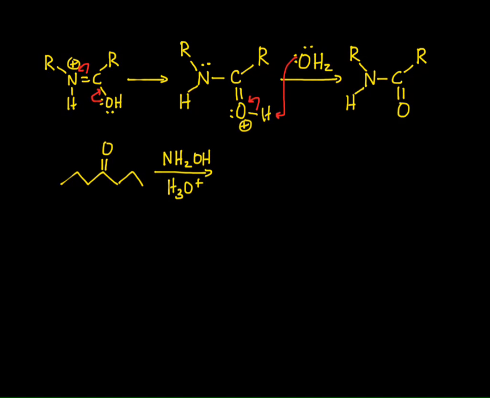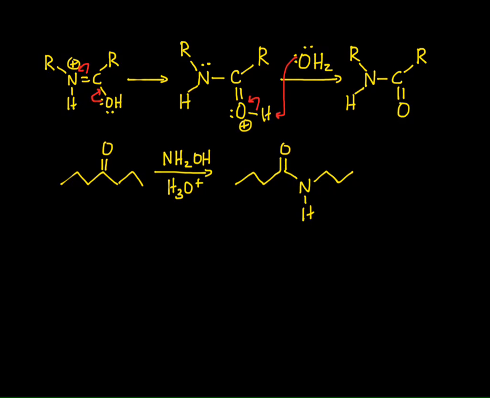I take a ketone, I react it with NH2OH in some type of acidic conditions, and I get this nitrogen insertion, very similar to the Baeyer-Villiger oxidation, where it's inserting an oxygen. Here I have an insertion of a nitrogen at one of the R groups. The selectivity is not quite the same.